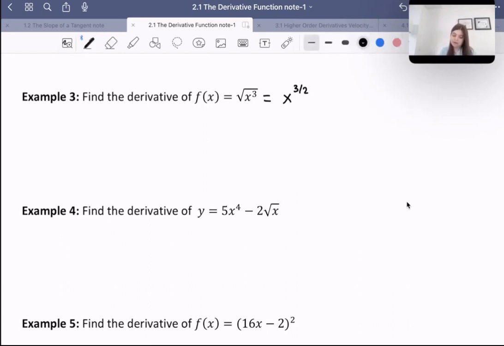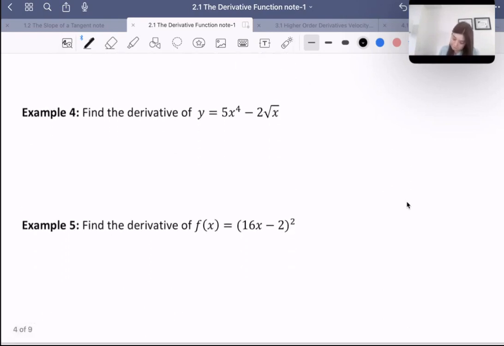Awesome. So now that we know this is actually equal to x to the power of 3 over 2, what is our derivative? Our derivative is 3 over 2 x to the 3 over 2 minus 1, which is equal to 3 over 2 x to the power of 1 half, which you could also say is the same as root x as well. But either way is acceptable.